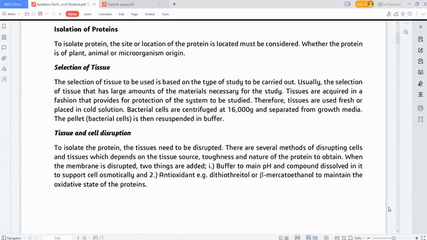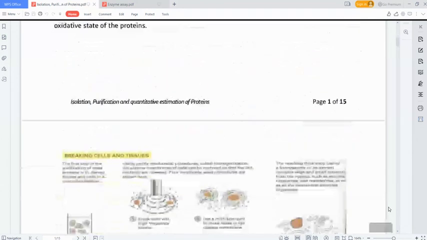Then also an antioxidant is necessary, because during the process of your extraction, there might be a possibility of generating some reactive oxygen species. So the use of antioxidants can also be effective, like beta-mercaptoethanol, that helps in maintaining the oxidant status of the protein.